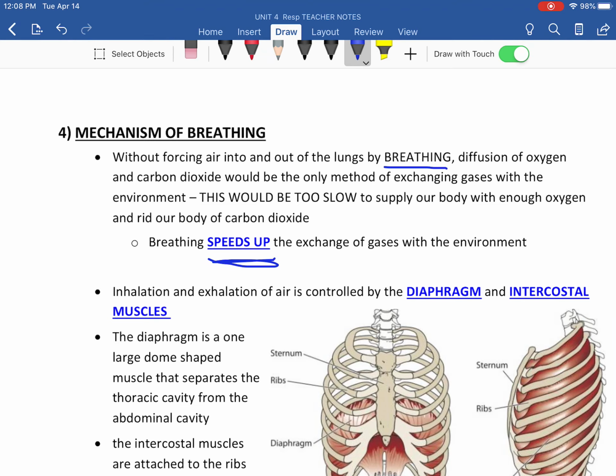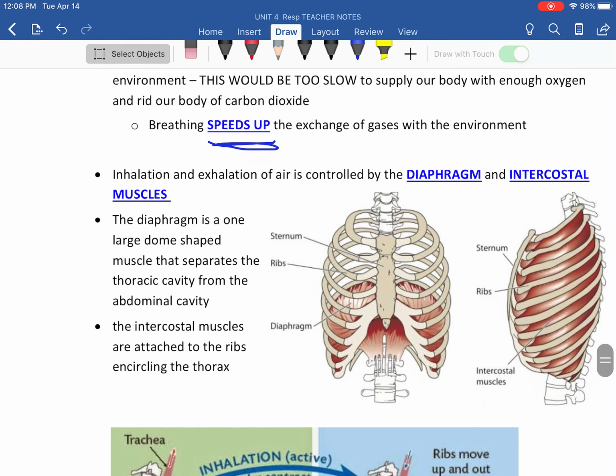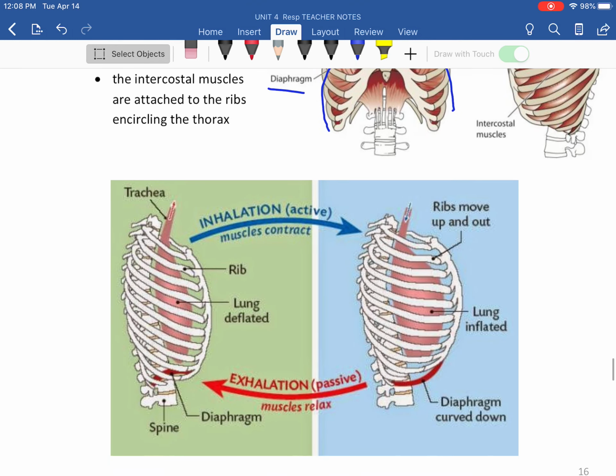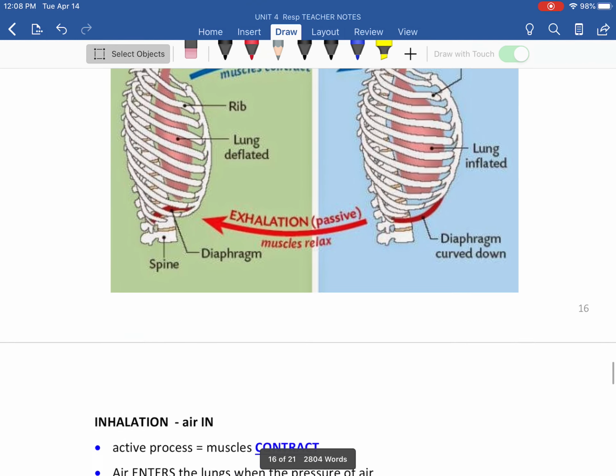Okay, so I mentioned that breathing needs muscles. The two muscles that are involved are the diaphragm and the intercostal muscles. The diaphragm sits at the base of the thoracic cavity. It's a very large, flat, dome-shaped muscle. And then we have the intercostals, which are in between our ribs. Those two are considered our respiratory muscles. When they contract and relax, this creates changes in pressure that allow for inhalation and exhalation. This picture might be useful to come back to later if you want.